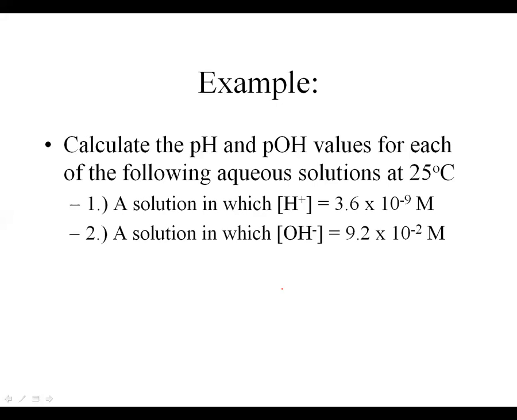Okay, so let's take a look here and see what we got going on. So for the first one, again, they gave us the H plus concentration, which means we can directly go into our pH equation. And if we just put that in there, that's going to be minus the log of 3.6 times 10 to the minus 9. And that would get us 8.44 for our pH.